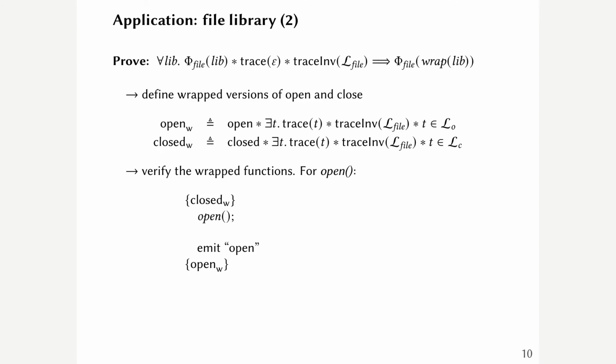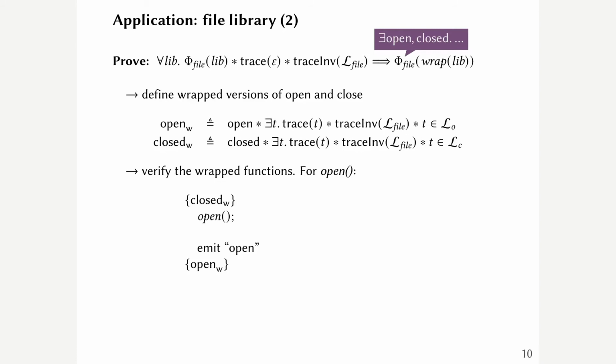Then there are two steps to the proof. First, recall that the definition of phi file starts with there exist abstract predicates open and closed. So we can actually choose what we want to use as predicates open and closed for our wrapper, depending on the closed and open predicates for the lib.